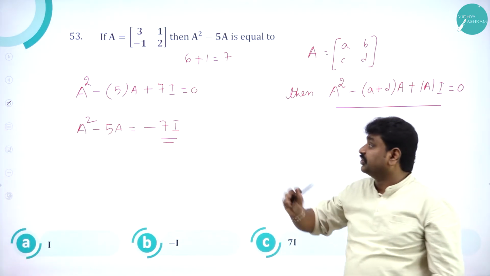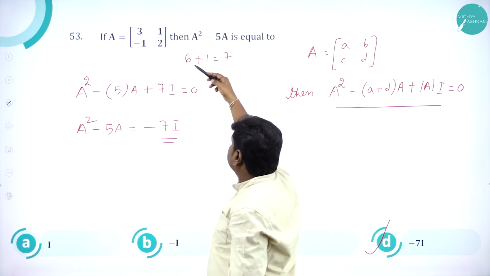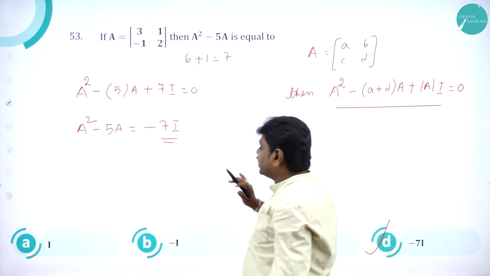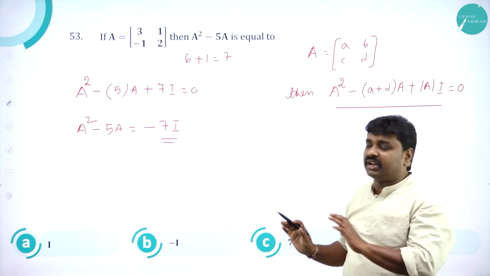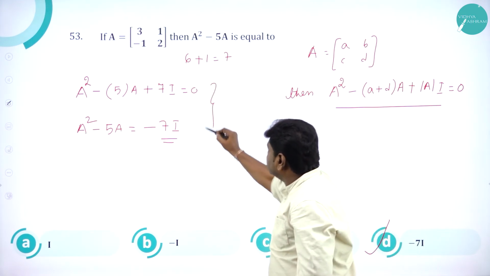This is the fastest process. Now you try this: find A square, then subtract, and you will get minus 7, 0, 0, minus 7. But is this interesting or not?